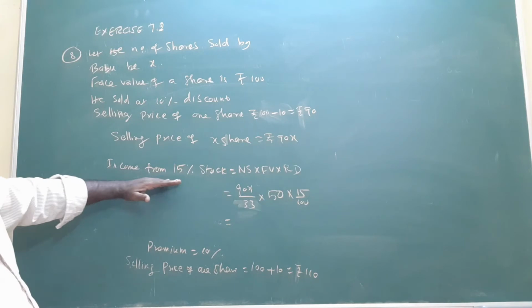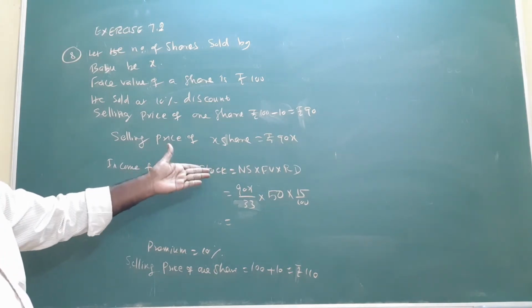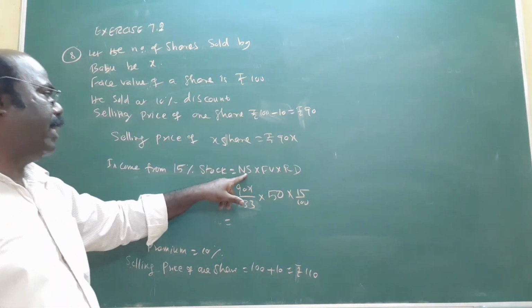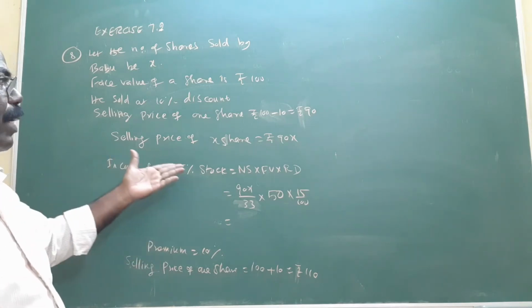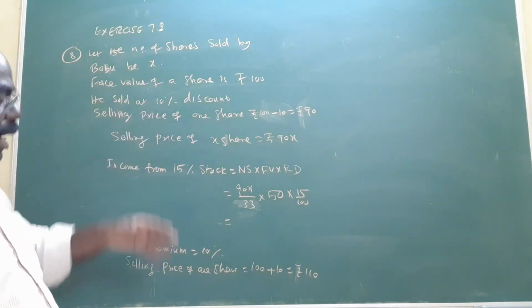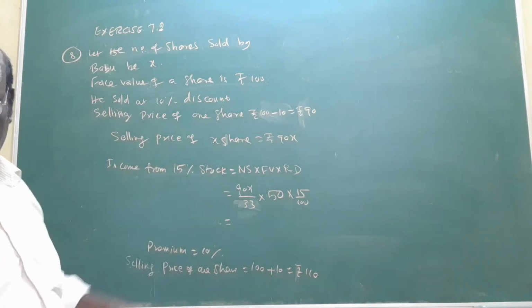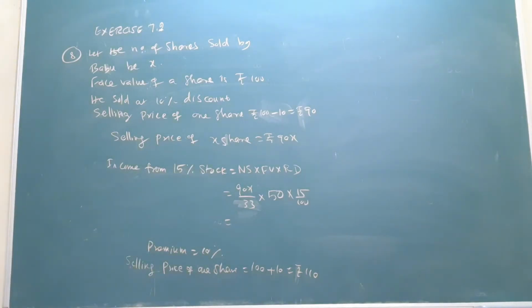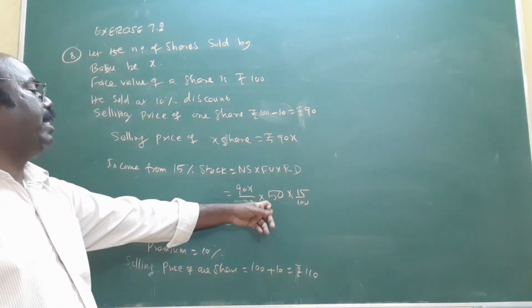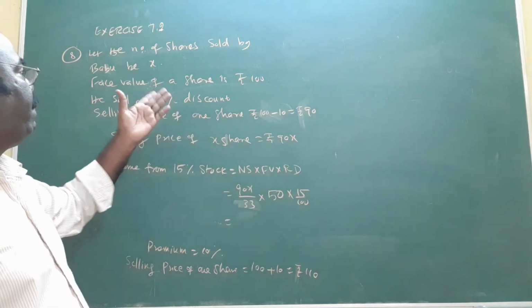Now income from the 15% is what? The same formula. Here number of shares, what is the formula? Selling price divided by 33, already given. And the money invested, selling price by invested. Number of shares formula: investment divided by market value. Market value 33 is already given. That's why 90x by 33 into face value, already given, 50.